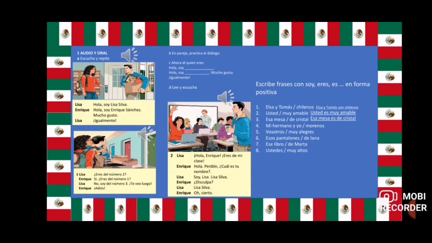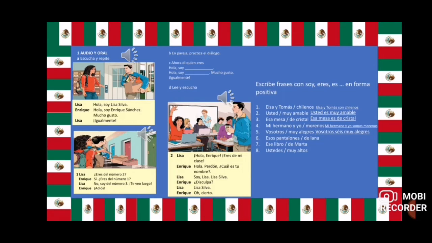Mi hermano y yo, 2 people, that include me. That means that is nosotros, why? We. So, what is the conjugation of nosotros? Somos, okay? Mi hermano y yo somos morenos. Morenos means brown, okay? Number 5, vosotros muy alegres. We need the conjugation of vosotros. What's the conjugation? Is sois. Vosotros sois muy alegres.